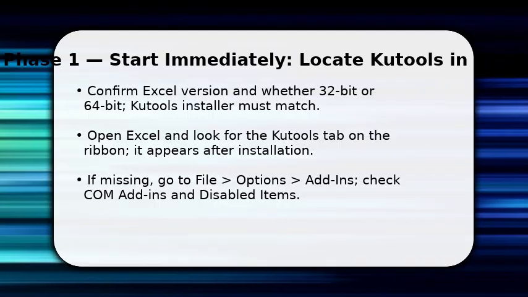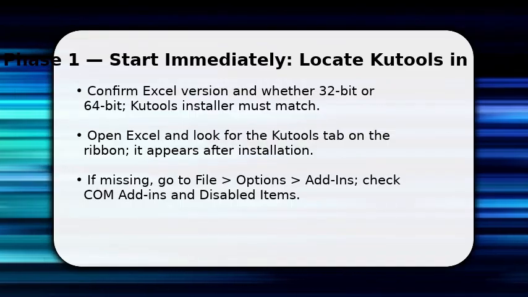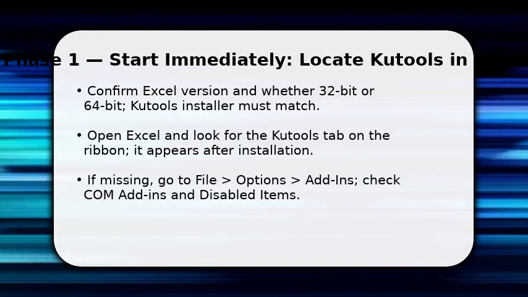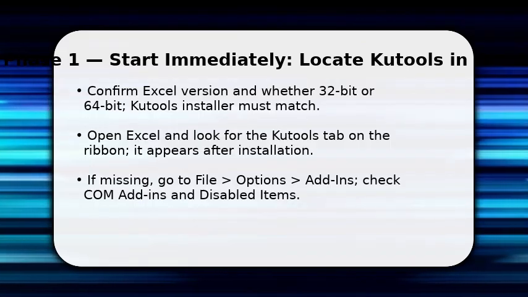If you do not see it, go to File, Options, Add-ins, then Manage COM add-ins and disabled items. Make sure Kutools is enabled. Enabling the COM add-in restores the ribbon entry. Also make sure Excel is closed and reopened after toggling add-ins to force the ribbon to refresh.